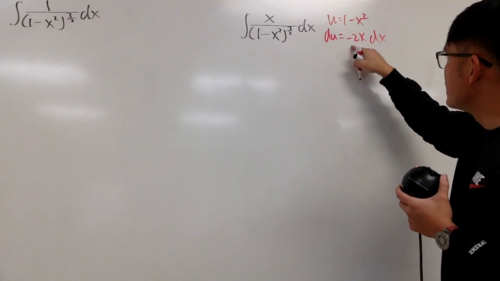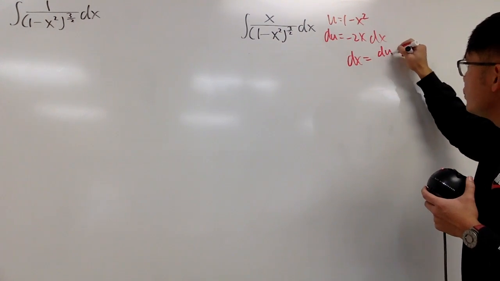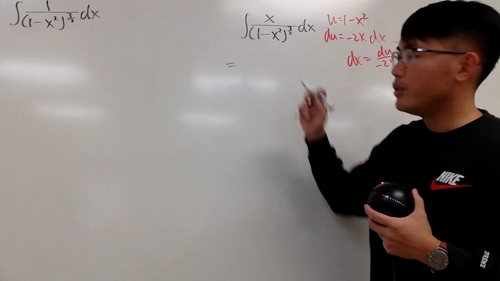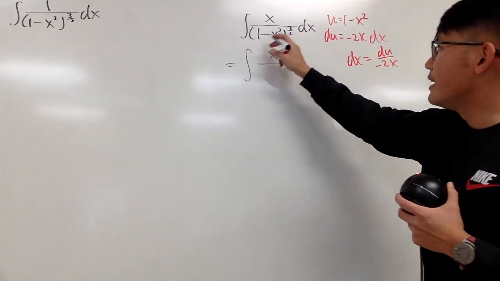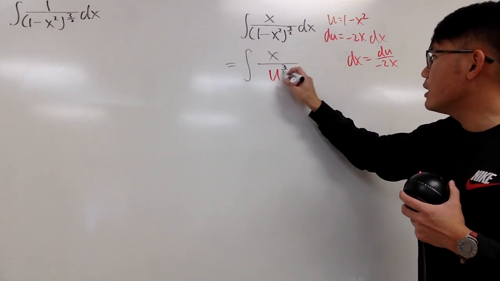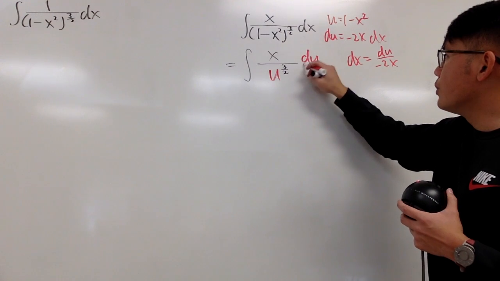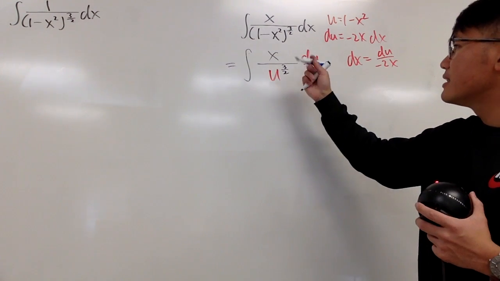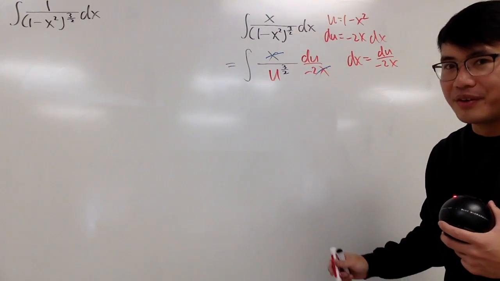I will divide both sides by negative 2x so I can isolate the dx, and we get du over negative 2x. And now we take this integral to the u world. This is the integral, on the top is x, and then inside is the u, and then we have the 3/2 power, and the dx is this. So we can put down du over negative 2x. And the beauty of this is that the x on the top can be cancelled out with this x on the bottom. That's very good.